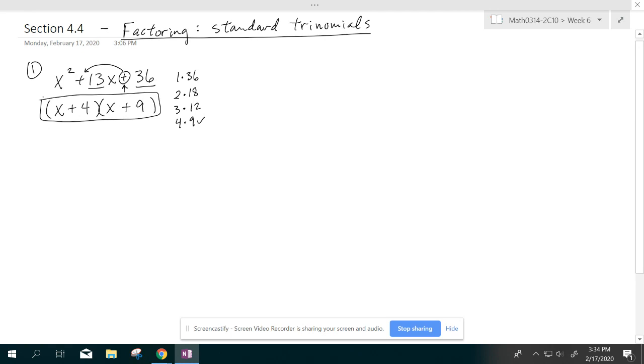Listen, it's a simple 3-step process. Factoring standard trinomials. What are the 3 steps again? Parentheses, read the signs, fill in the blanks. Parentheses, read the signs, fill in the blanks. Y'all ready to try another one? Number 9.